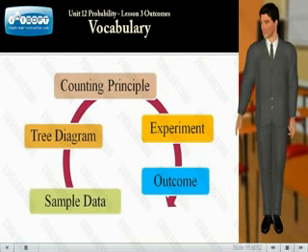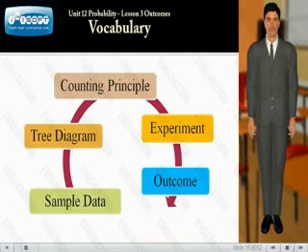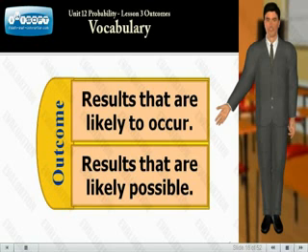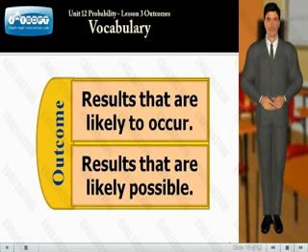Another vocabulary for this lesson is outcome. Outcomes are results that are likely to occur or results that are likely possible. Now, they almost mean the same thing, but you can use either definition.